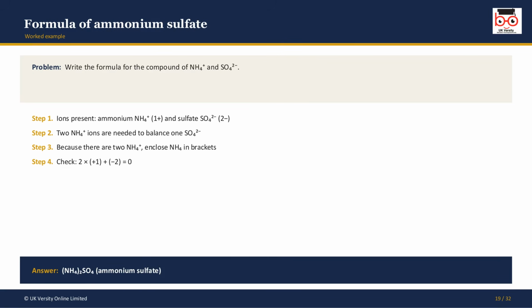Now ammonium and sulfate. Ammonium is 1+ and sulfate is 2-, so we need 2 ammonium ions to balance 1 sulfate. Since there are 2 ammoniums, we put NH4 in brackets. Checking, 2 lots of +1 + 1 lot of -2 is 0. So the formula is (NH4)2SO4, ammonium sulfate.